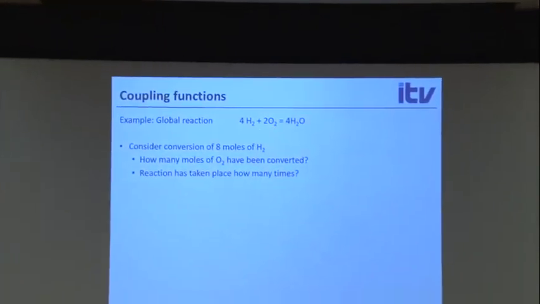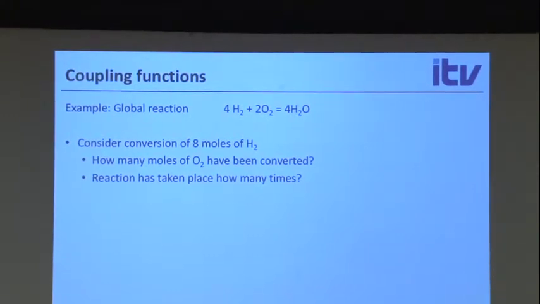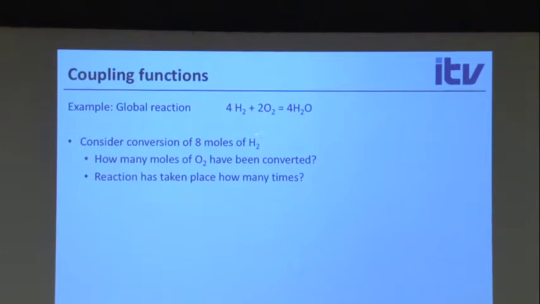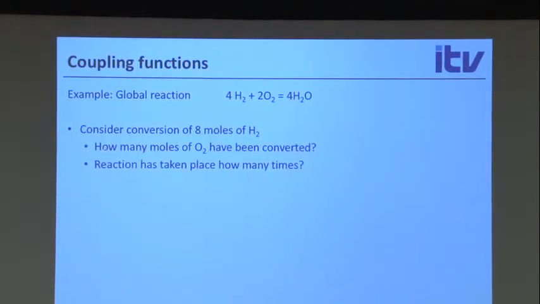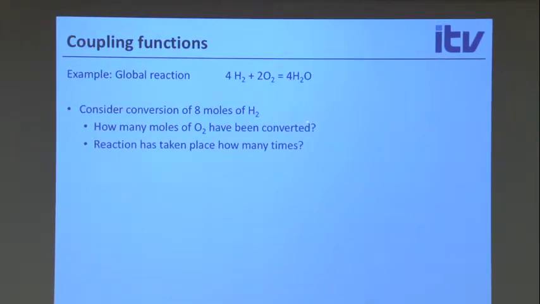So for example, I have a global reaction: 4H2 plus 2O2 gives 4H2O. And then I have 8 moles of hydrogen. The question is, how many moles of oxygen will have to be converted? It's an almost trivial question, okay? So how many? 4, okay.